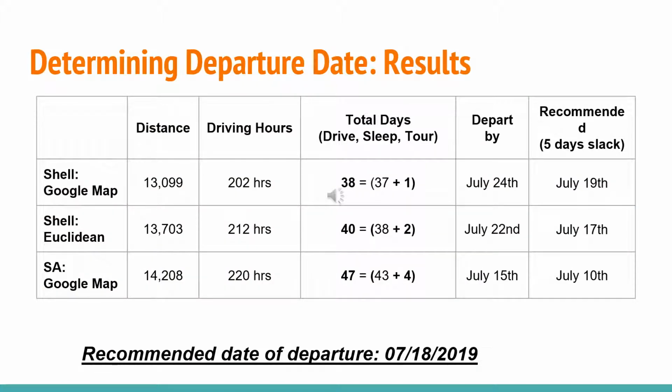Going over the results for determining departure dates, let's see the top three methods used here: the shell with Google Maps, shell Euclidean distance, and the simulated annealing using Google Maps distance.